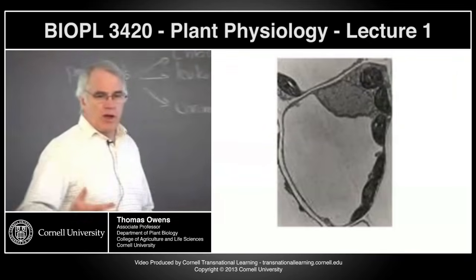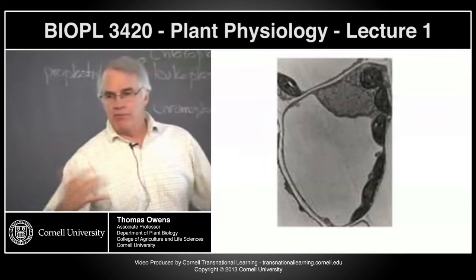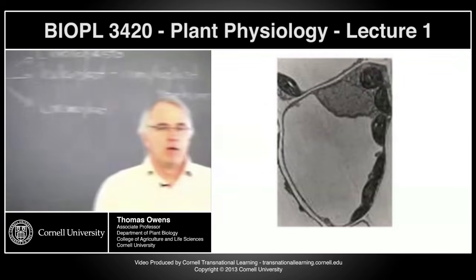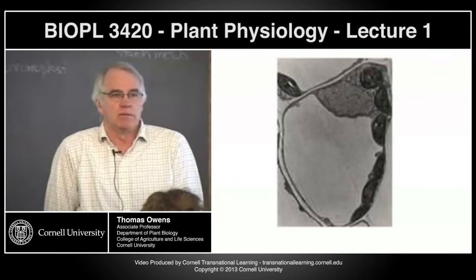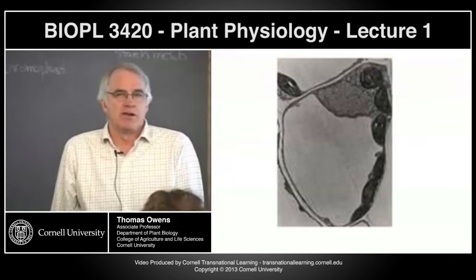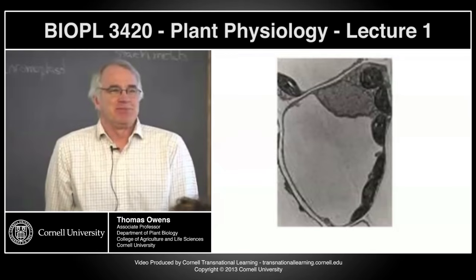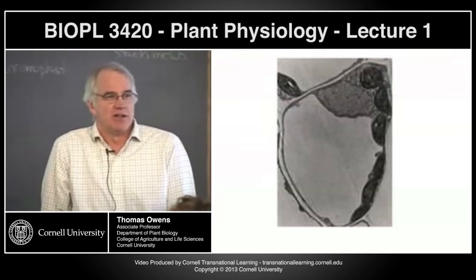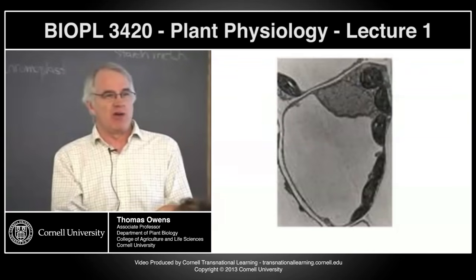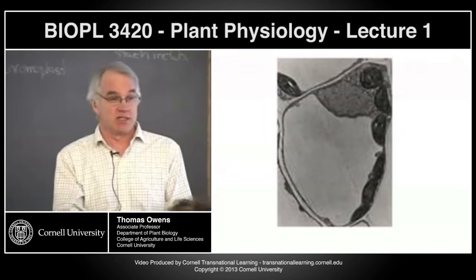If you're going to have a large cell, why would it make sense to have most of the space in that cell taken up by a vacuole? Yeah, okay, so that's actually one I hadn't thought of, but that's a good answer. Whatever's in the vacuole is probably cheaper to produce than what's in the cytoplasm. And another thing.